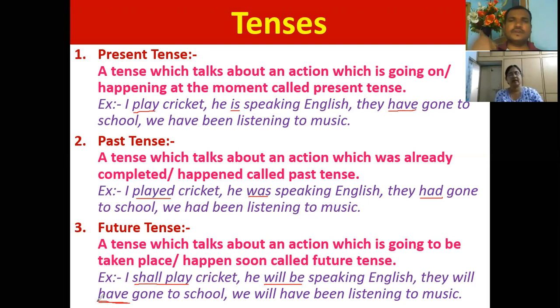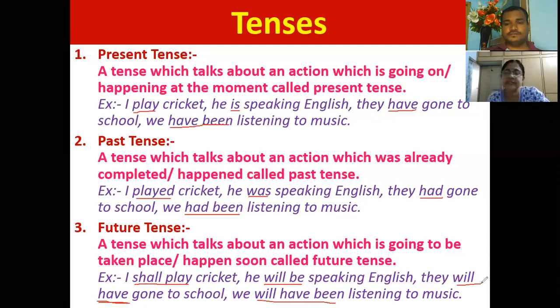So will is nothing but future, no doubt about it. Will do, will be, will have been. All are future. If there is will or shall, that is nothing but future. Next, perfect continuous: have been or has been in present, had been in past, and will have been in future.